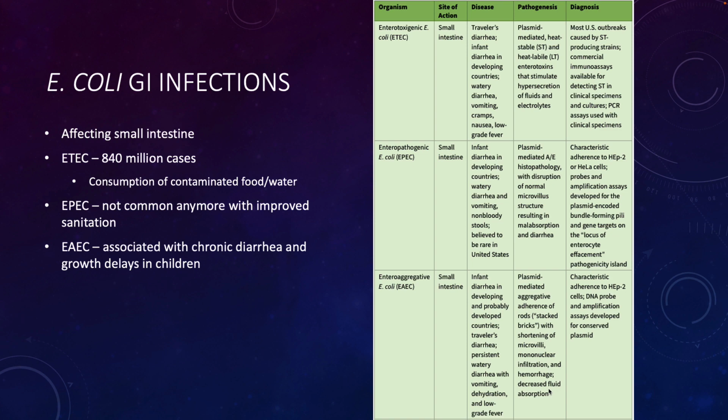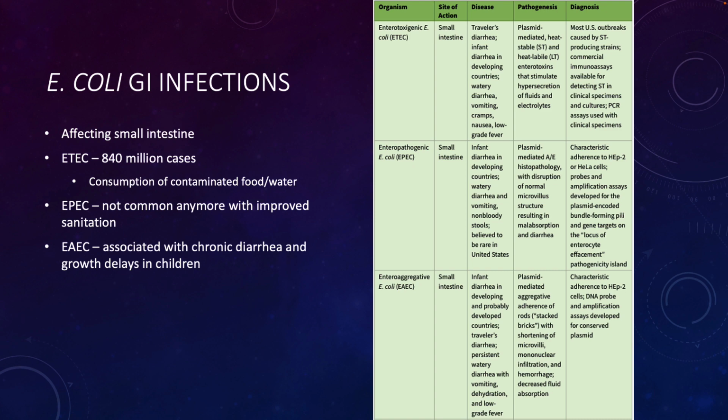So these three affect the small intestine. So you have ETEC, or enterotoxigenic E. coli. This is probably most common, and it's often associated with people who are traveling. So it's called traveler's diarrhea. And we see a lot of cases every year, over 800 million cases every year. It's associated with the consumption of contaminated food and water.